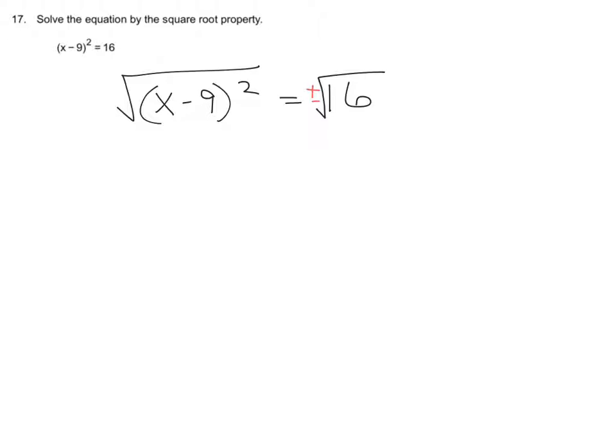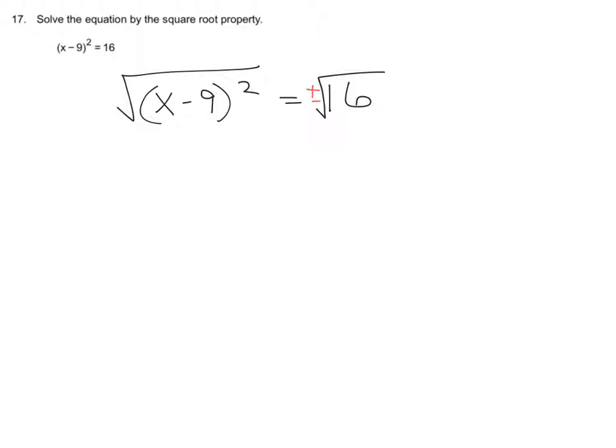Solve the equation by the square root property. x minus 9 squared equals 16. I need to get rid of the exponent of 2. To do this, take the square root of both sides. Remember, when taking the square root of a number, put a plus minus sign next to the square root bar.